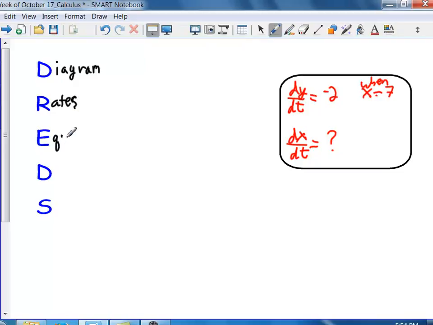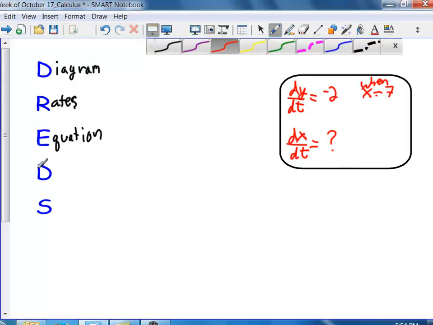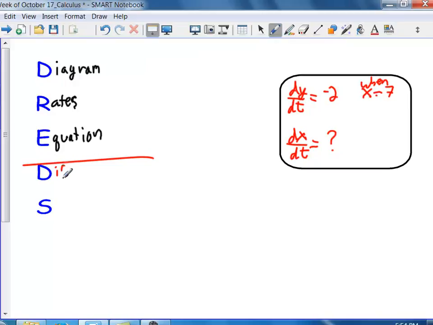Then you want an equation. So you want to write an equation like there was in the last two. And it's at this point, after all of that, that we differentiate. This is where the calculus comes in. Okay. And then once you've differentiated, you will finally substitute.